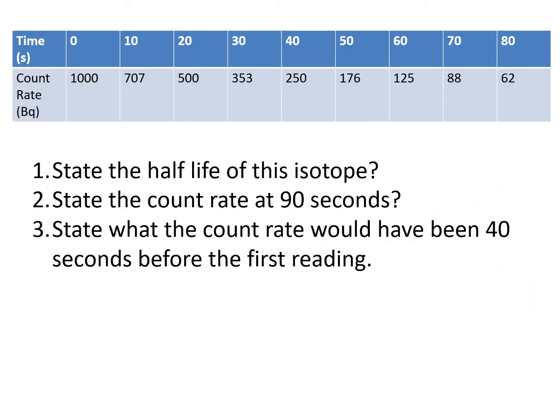So here we have an example of time and count rate. I want you to look at these numbers and do the following. State the half-life of this isotope, state the count rate at 90 seconds, and state what the count rate would have been 40 seconds before the first reading. Pause the video now to attempt this yourself, and then I will go through it in a moment.